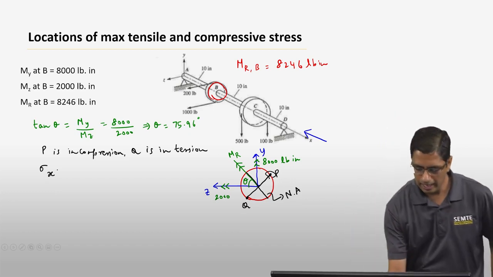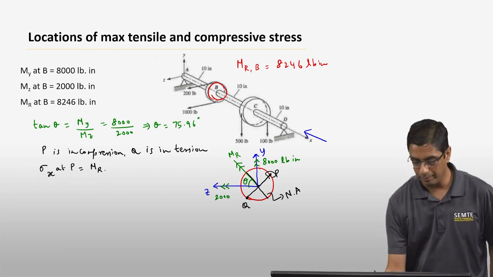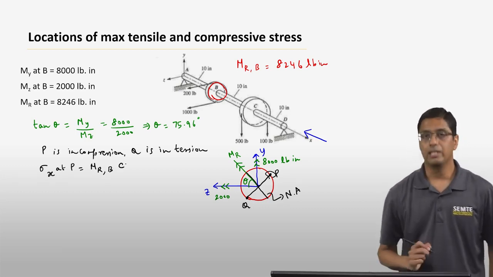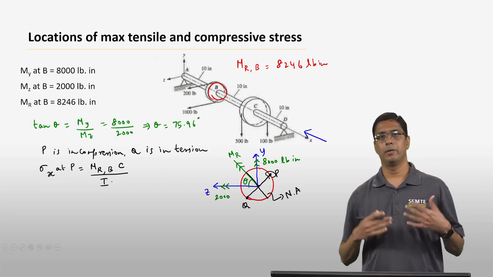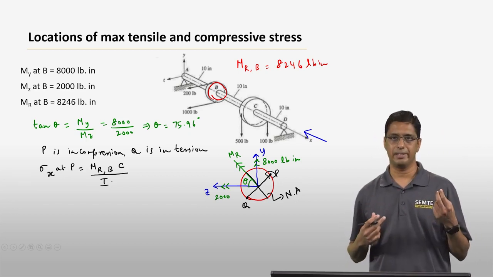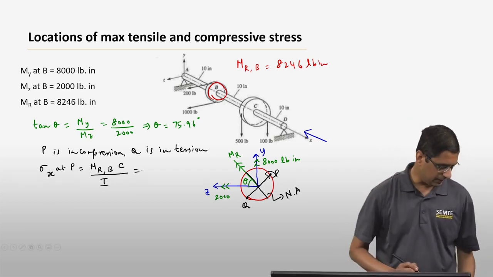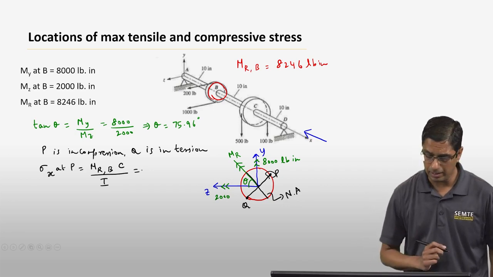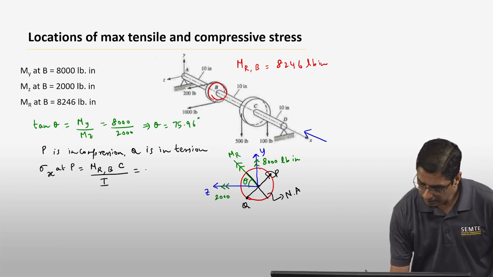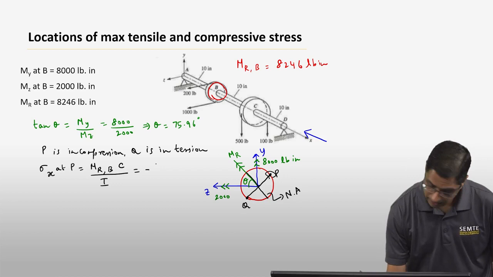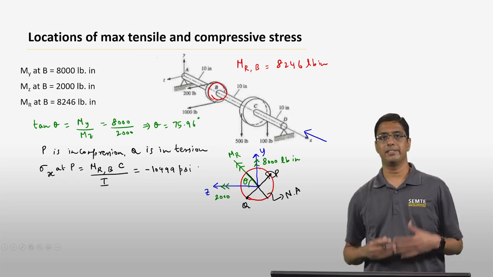So it's going to be sigma x at P is going to be MR, okay, which is the resultant bending moment at point B, times the radius of the shaft divided by I, which is nothing but the area moment of inertia. So you already know what is the radius of the shaft. You can calculate what is the area moment of inertia. And if you do the calculation, then you find that the maximum bending stress at P is going to be minus 10,499 psi.